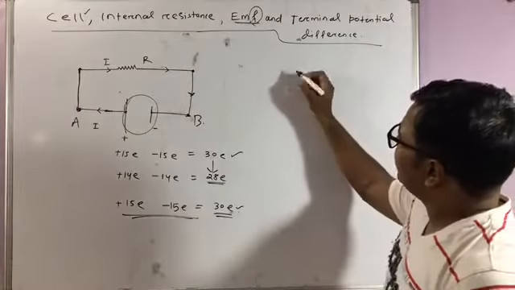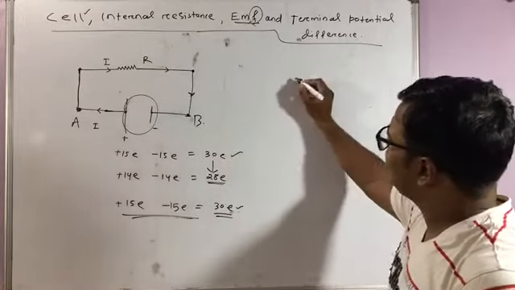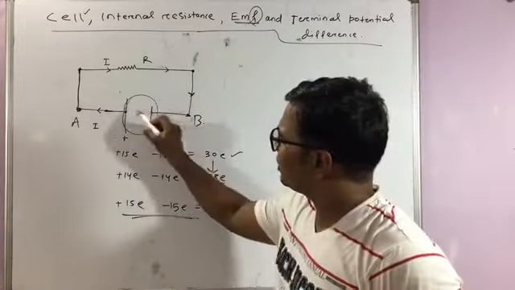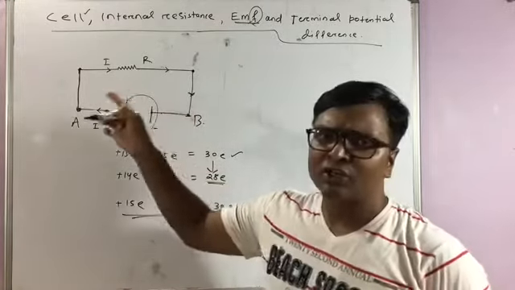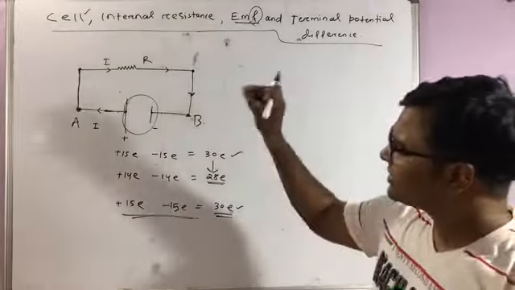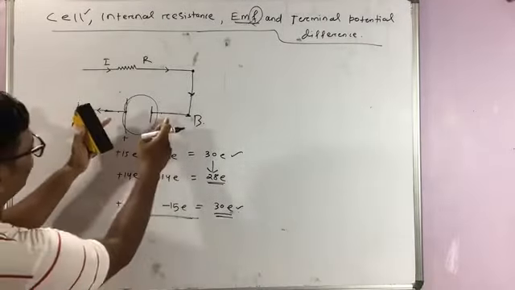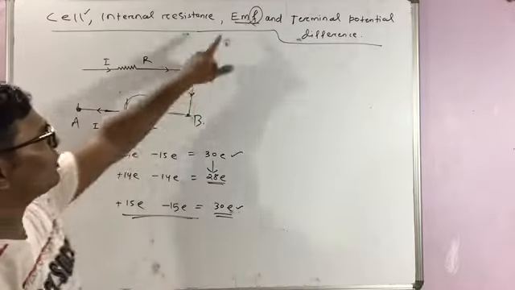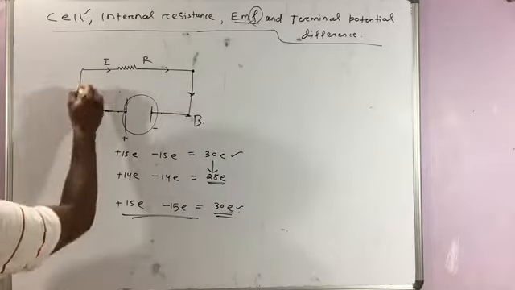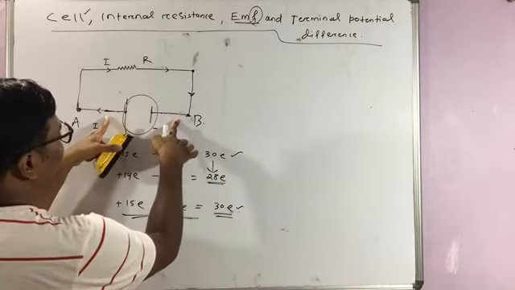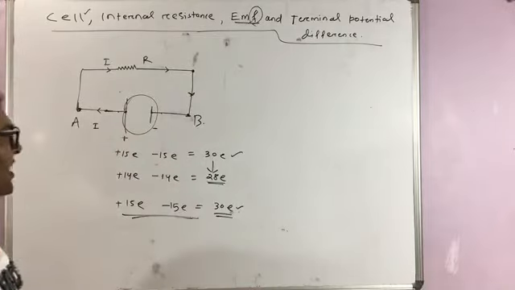But EMF, literally in physics, is defined as the potential difference across the terminals of a cell when the cell is sending no current, or zero current, to the circuit, or the cell is used in an open circuit. Means in this situation, whatever is the potential difference here, that is called your EMF. The terminal potential difference is what? If you join this, then whatever be the potential difference, that will be your terminal potential difference.